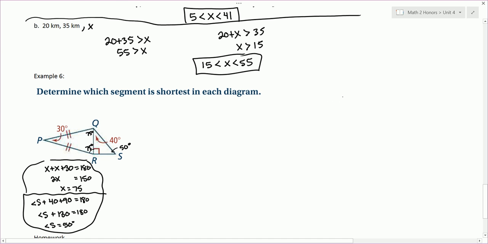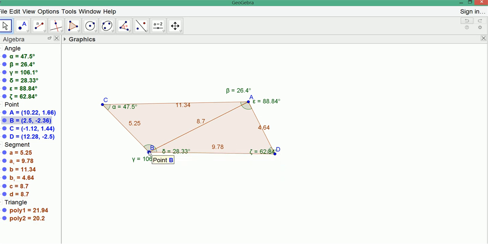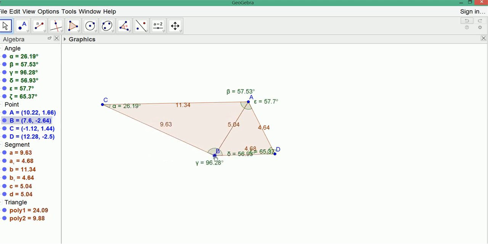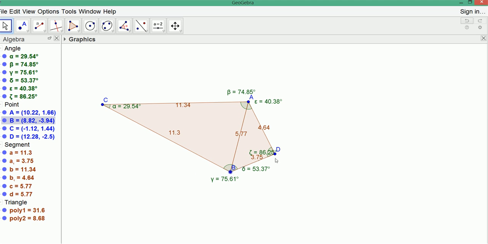So here I have two triangles, and I've measured their side lengths and I've measured their angles, and I'm going to arrange it so angle C is the smallest angle, but you can see the opposite side to angle C is 5.77, and that's not the smallest side length. The smallest side length is the 3.75, which is opposite a 40-degree angle. And the reason that happens is they're in separate triangles, and so we just have to work with that.